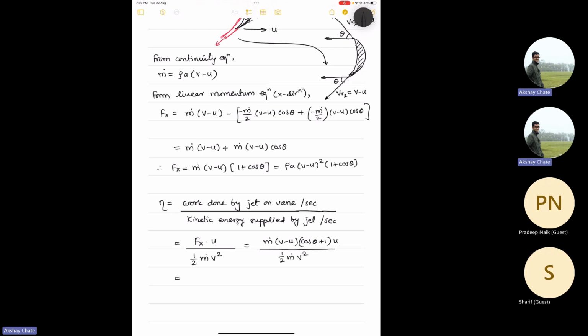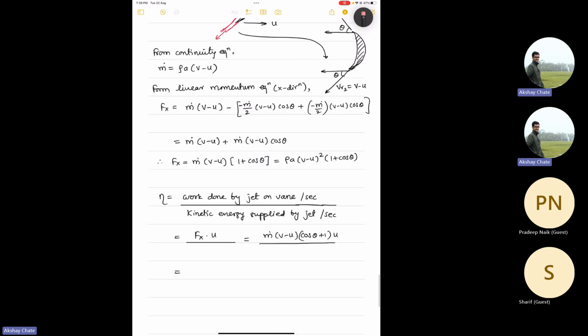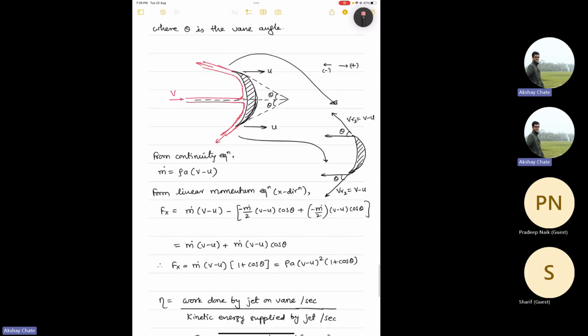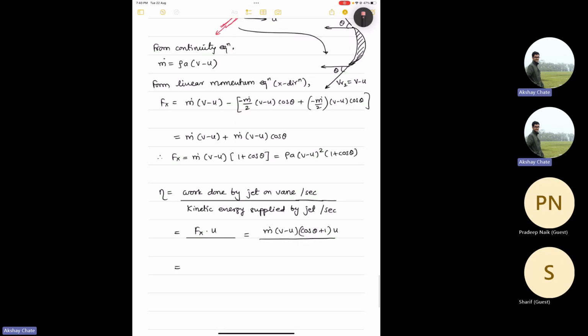So this is fine. But the kinetic energy that is supplied by the jet, I cannot write it as half m dot v square, because again m dot is considering relative mass, how much mass is hitting the jet vane, but that is not correct, because you are giving this v velocity to the whole mass, which is rho a v.